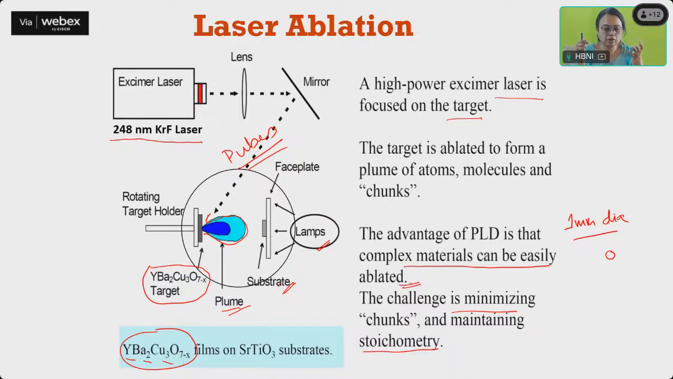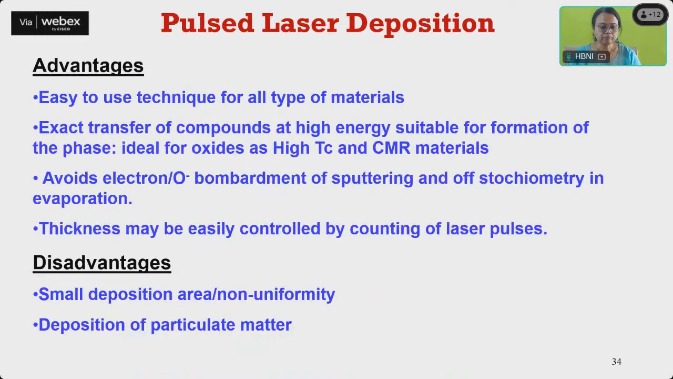In the case of sputtering also, because the molecule is very large, proper momentum transfer and sputtering out of the full molecule is difficult, and maintaining the same composition on the substrate is very difficult. So in those cases, laser PLD is used. It is an easy to use technique for all types of material. You can do it for other materials also, but it is ideal for oxides, such as high TC, meaning high temperature superconductors, and compound magnetic materials.